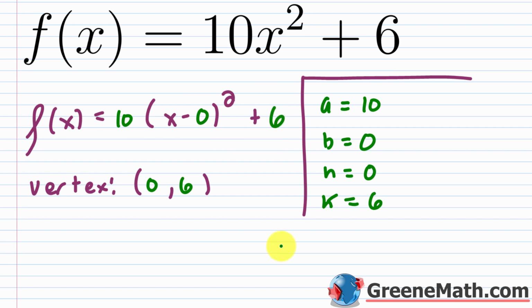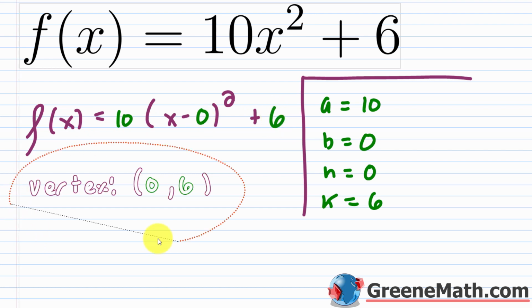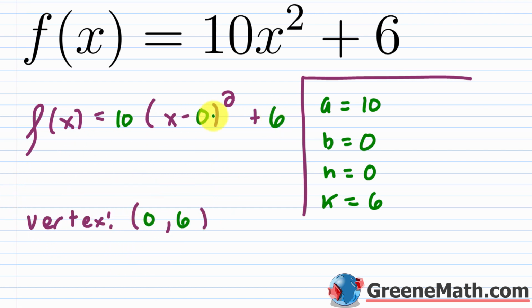So again, depending on your teacher, they may want you to write it like this, so it's clear, this is h and this is k, your vertex form. But some teachers would prefer for you to simplify here. X minus 0 is just x. So you could really just write this by saying that the vertex form is the same as this: f of x is equal to 10x squared plus 6. So if you're self-studying, you could write it like this or write it like this. Really, it's going to be up to you.